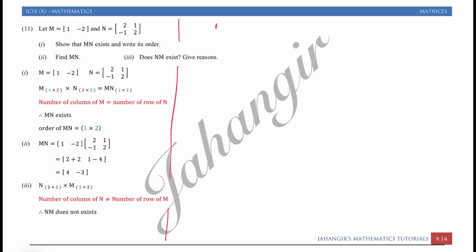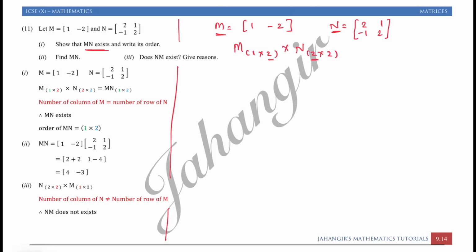Let M be [1, -2] and N be [[2, -1], [1, 2]]. You have to show that MN exists. For MN to exist, what do you have to check? You have to first write the order of M. It is 1 by 2. If you see, it has 1 row and 2 columns. And N has 2 rows and 2 columns.